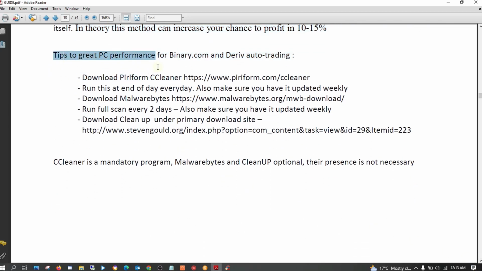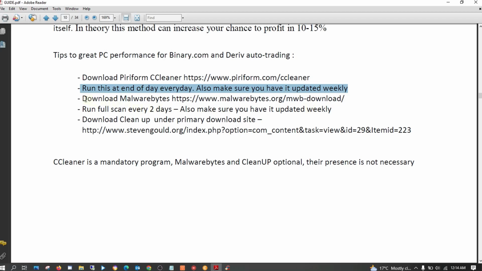Okay, so tips to improve PC performance for binary.com. You can download CCleaner from here, and I'll also show you how to use it. You can just write this one down, then you can use it. Okay, and then you can also read this here. Maybe I can read it for you. Run this at the end of each and every day, and make sure you have it updated weekly.